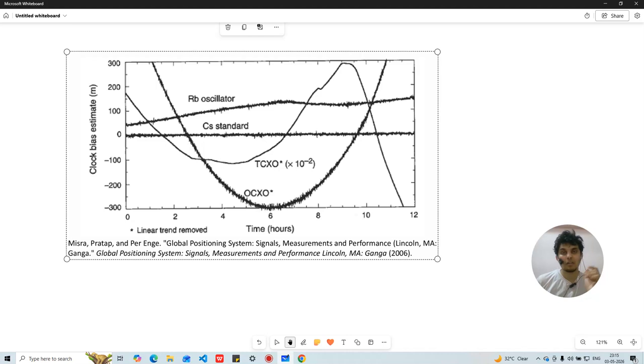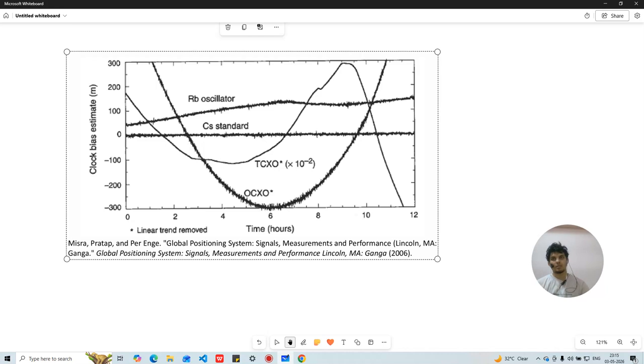Okay, then we have satellite clock errors. The satellite clock error can reach up to more than 150 kilometers. So small errors in time measurements could mean that if I am sitting in Kota, it could show me that I'm sitting in Jaipur, 150 kilometers away.